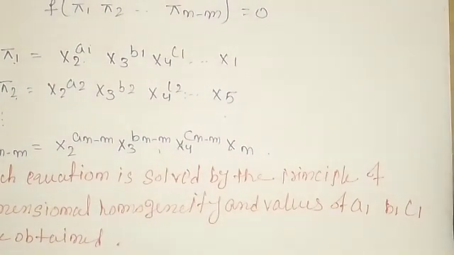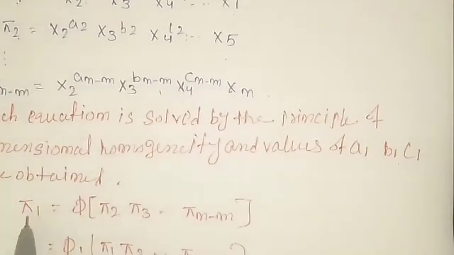It means that when you write down the pi terms, you have to select some variables as repeating and some variables as non-repeating, right? Only then can you simplify the problem. After that, each equation is solved by the principle of dimensional homogeneity, and the values of a1 and b1 are obtained by this relation, that is, pi 1 is equal to phi of pi 2, pi 3, and so on, up to pi n minus m, right?